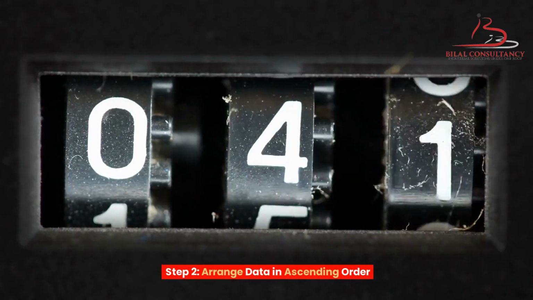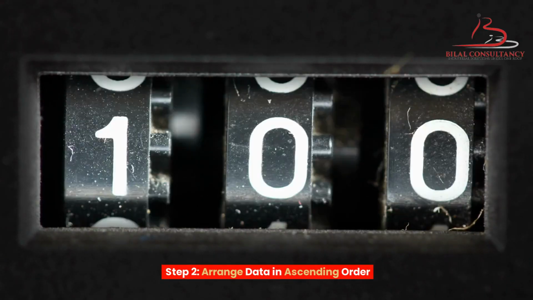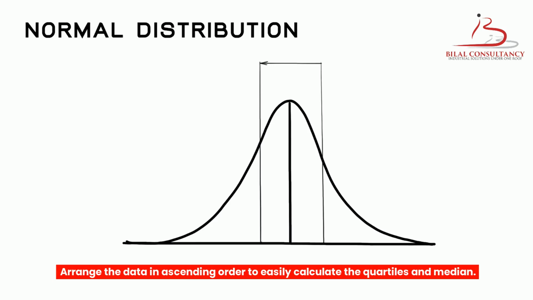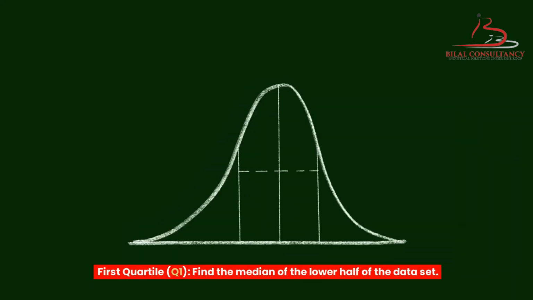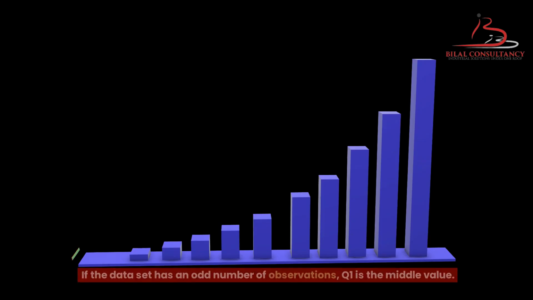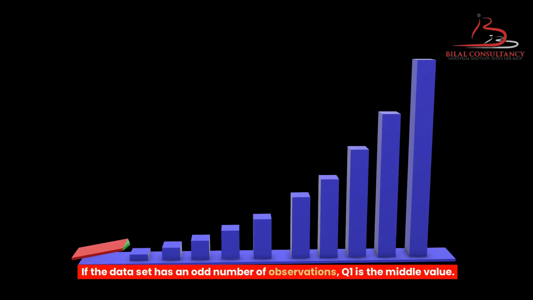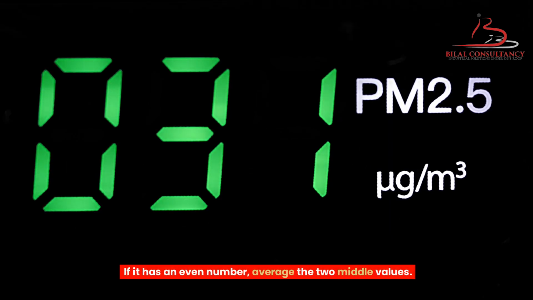Step 2. Arrange data in ascending order. Arrange the data in ascending order to easily calculate the quartiles and median. Step 3. Calculate quartiles and median. First quartile, Q1. Find the median of the lower half of the data set. If the data set has an odd number of observations, Q1 is the middle value. If it has an even number, average the 2 middle values.